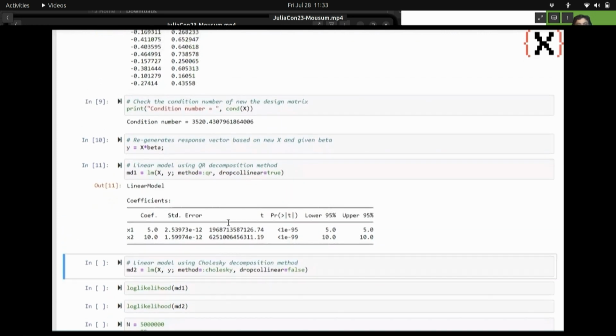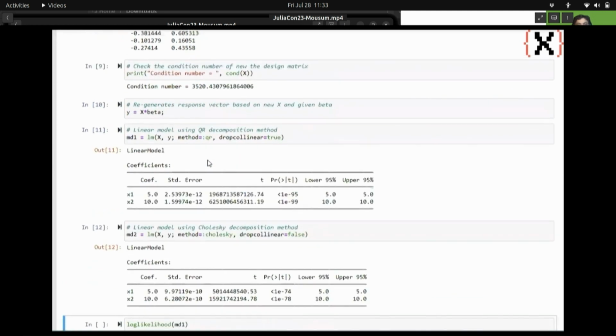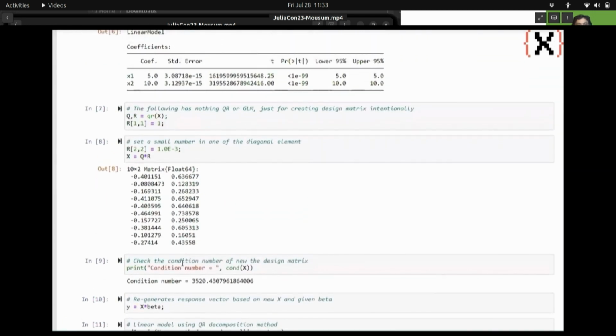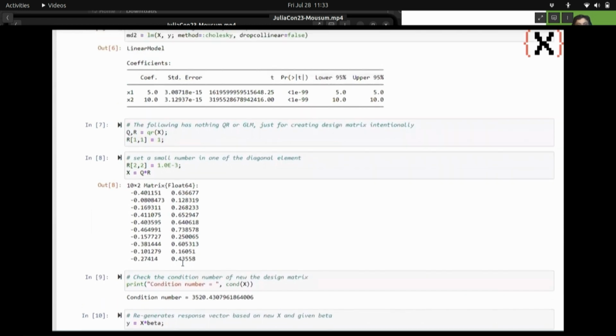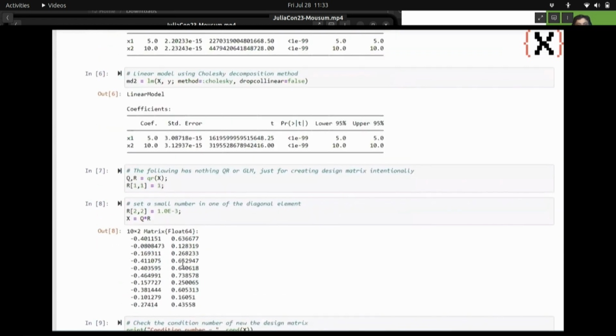Now let's try with Cholesky. So here, the estimates of beta are 5 and 10. Perfect. Now let's try to increase the condition number of a matrix.